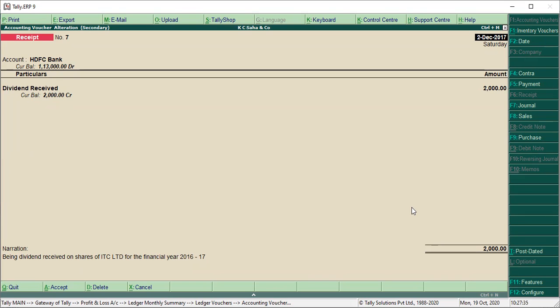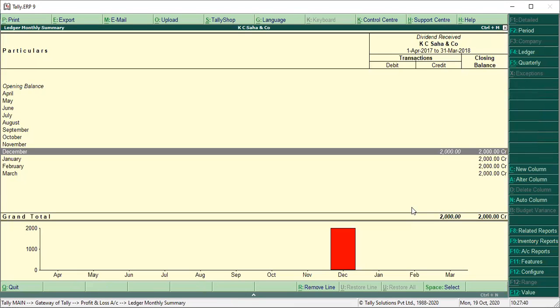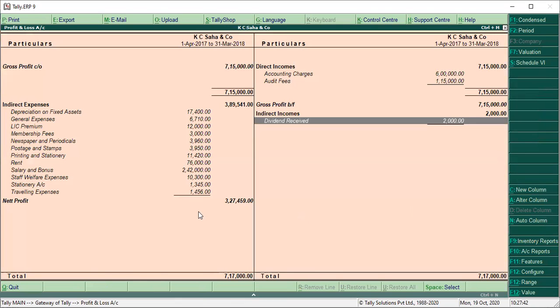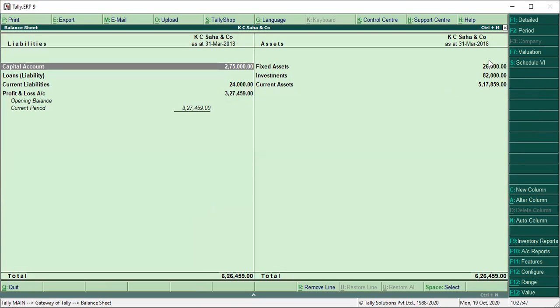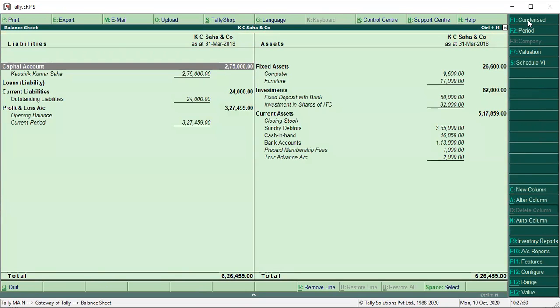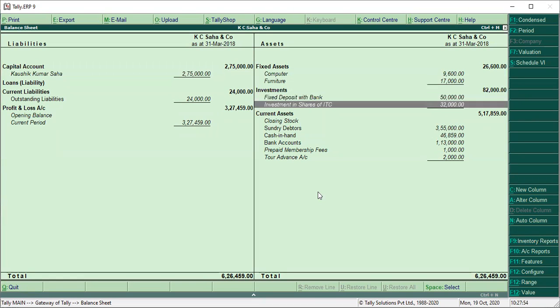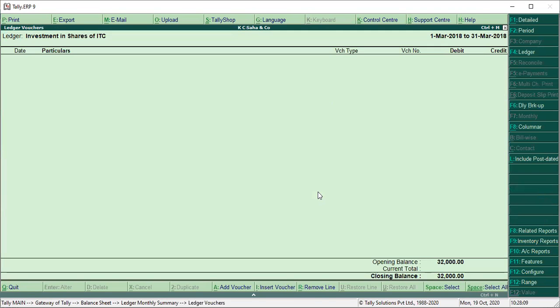How will you come to know whether you have invested or not? You will see the asset side in the balance sheet. So this is the balance sheet. You can press Alt F1 for the detail. There is an investment on the asset side. Can you see? Investment in shares of ITC Limited, 32,000. Yes, 32,000 is there. Just open that transaction.